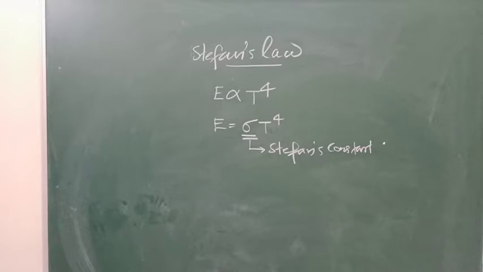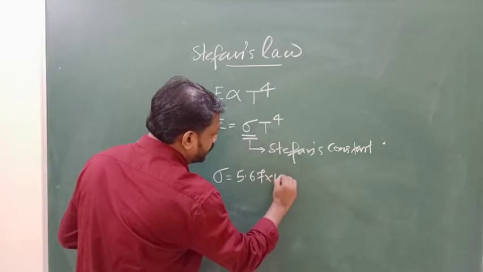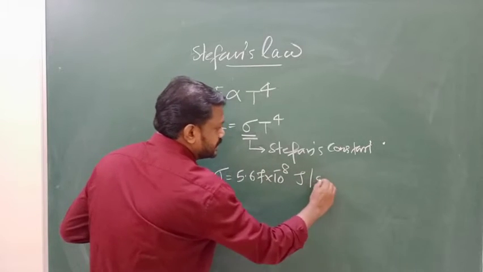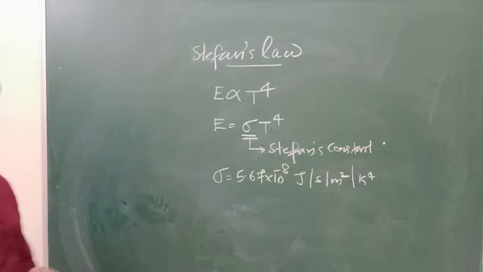So we can write Q by t, or E, is equal to sigma T to the power 4, where sigma is Stefan's constant, and its value is 5.67 into 10 to the power minus 8 joule per second per meter square per Kelvin to the power 4. It's easy to remember: 567, 10 to the power 8 with a negative sign.